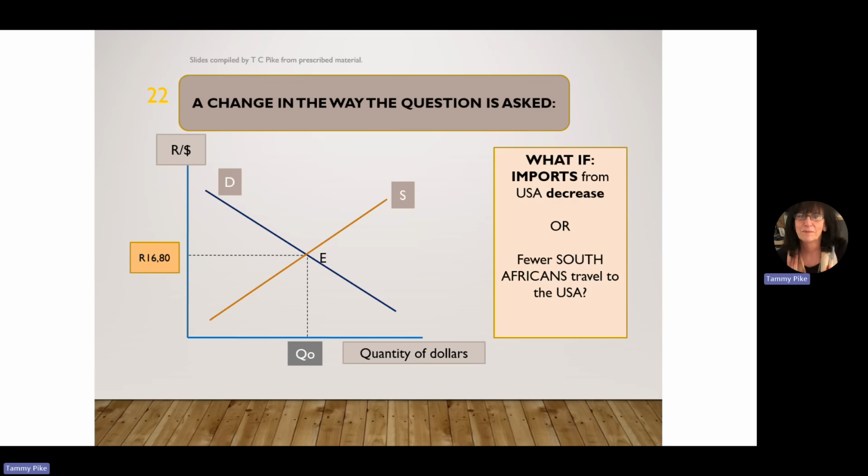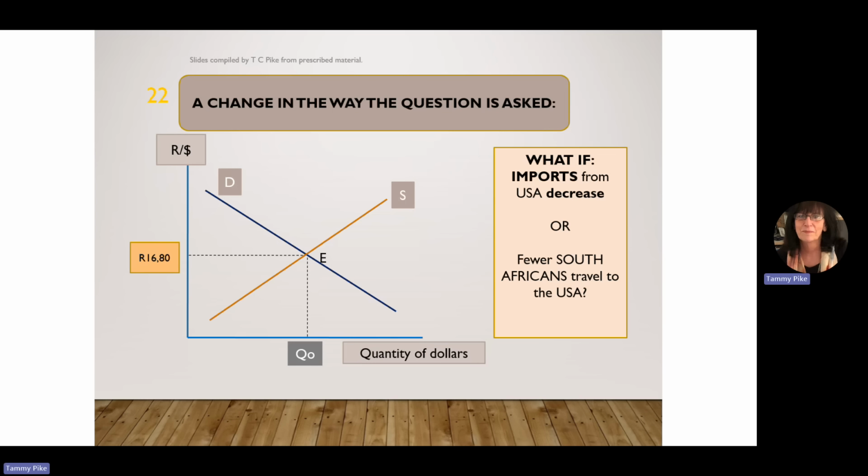What if imports from the United States decreased? Now we know that if imports increase, we know it's demand. If they decrease, it is still demand, but your demand curve is just going to shift in the opposite direction, all right? Or fewer South Africans travel to the United States. Here, we would simply look at shifting the demand curve to the left, showing a decrease in the demand for dollars. And therefore, let's put our D1 here.